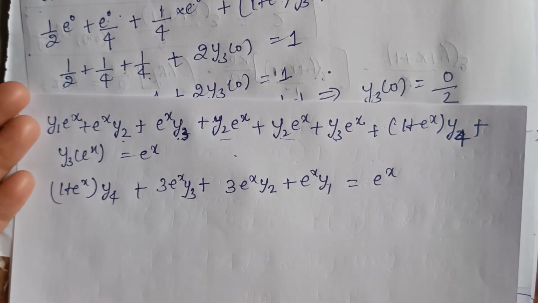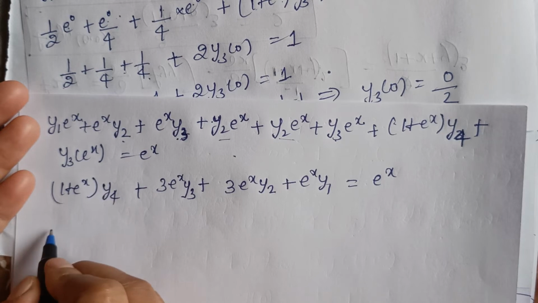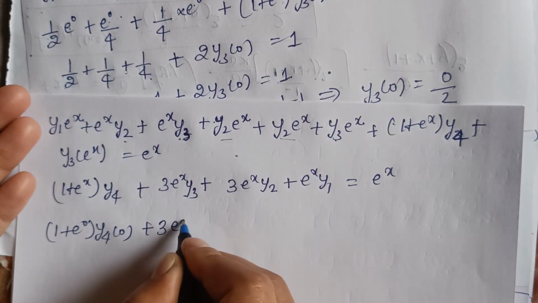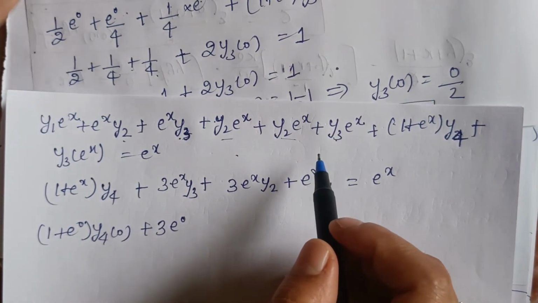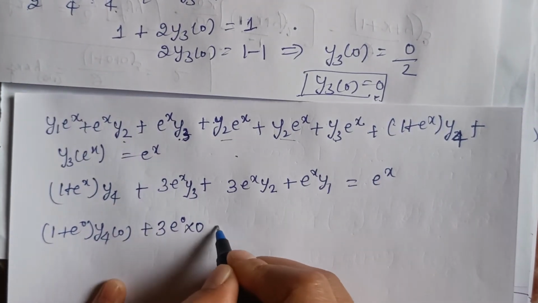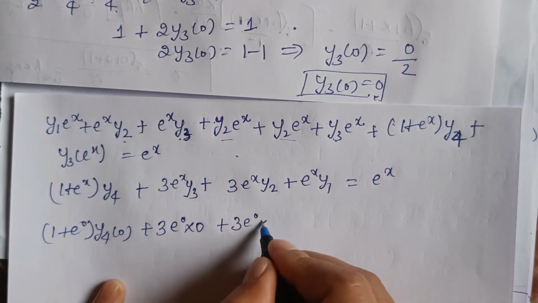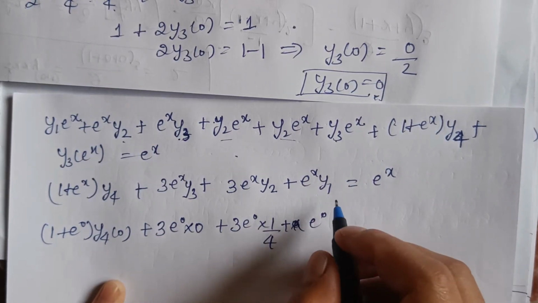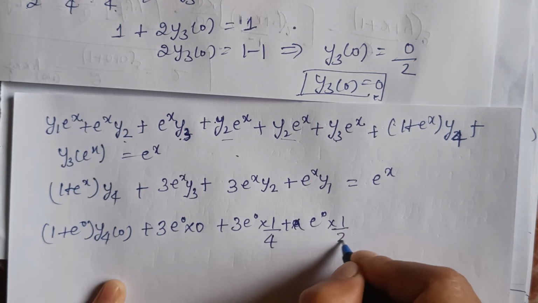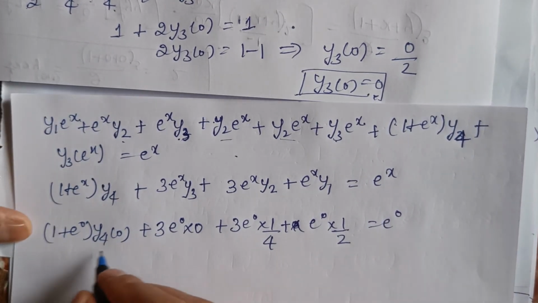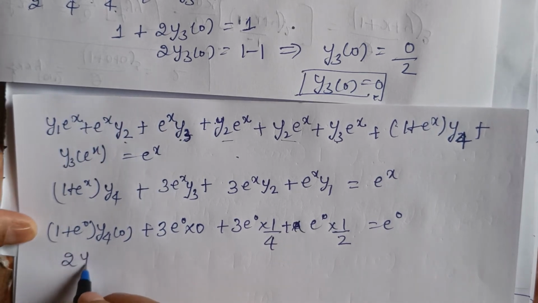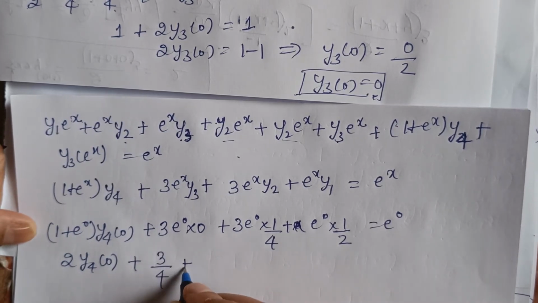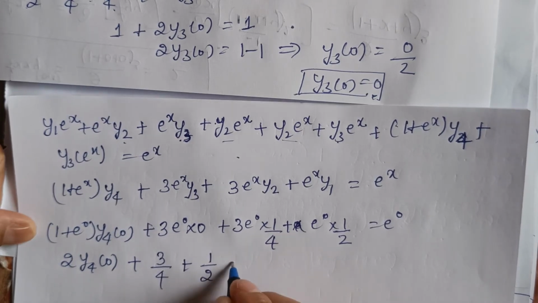So substitute x is equals to 0. So I'm finding y4 of 0. So it becomes 1 plus e power 0 y4 of 0 plus 3 e power 0. y3 of 0 is what? y3 of 0 is 0. So this term becomes 0 plus 3 e power 0. y2 of 0 is 1 by 4 plus e power 0. This is plus e power 0. y1 of 0 is 1 by 2 is equals to e power 0. Now this becomes 2y4 of 0 plus 3 by 4. This becomes 3 by 4 plus this becomes 1 by 2 is equals to 1.